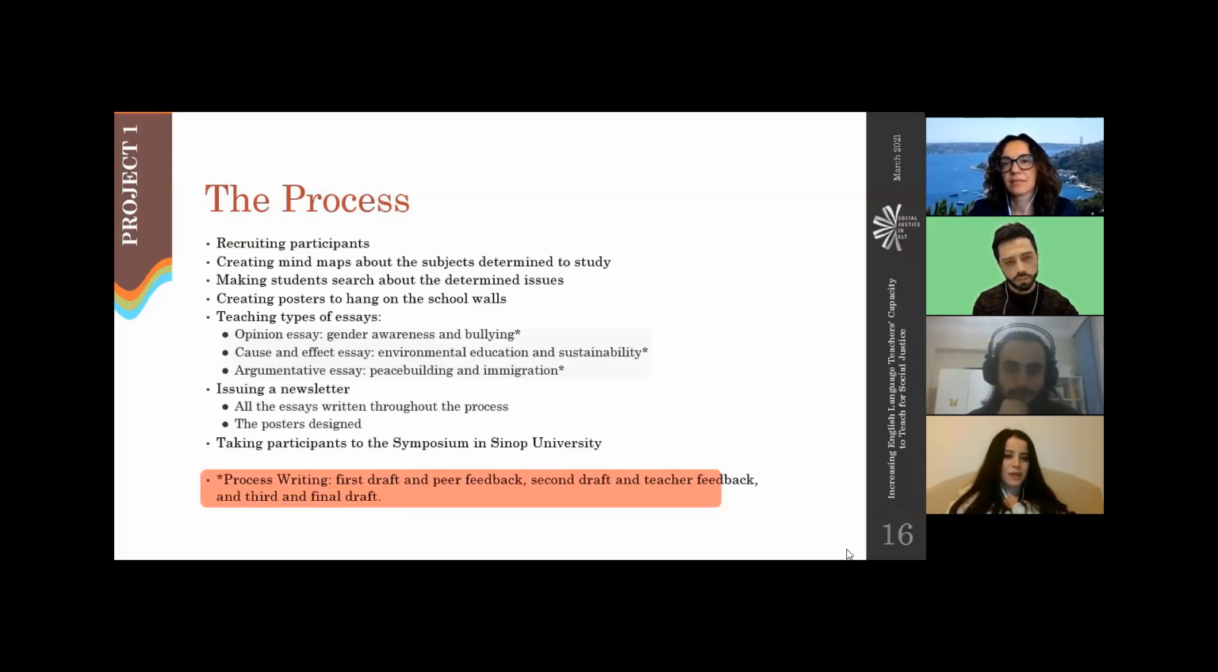And the last step, I took my participants to the Symposium in Sinop University to show them how they can express their feelings about social justice issues before some authorities like the education attaché and professors as well.